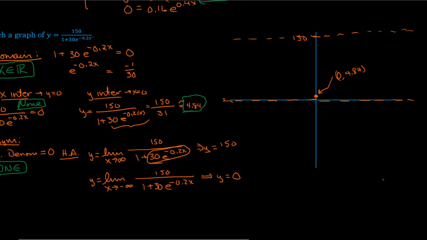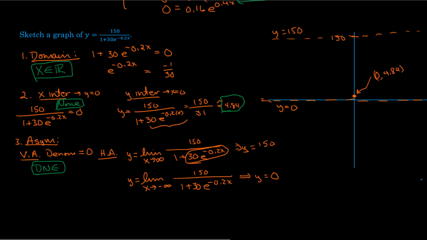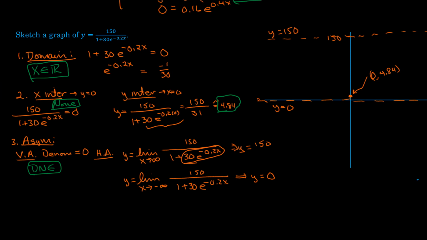This is kind of interesting. We have an asymptote at y equals 150. We have an asymptote at y is equal to 0. Looks like our graph's going to be kind of trapped between those two asymptotes. Let's keep going and see what else we can figure out. Fourth thing on the list is to determine our critical values. Critical values occur where the derivative is 0.